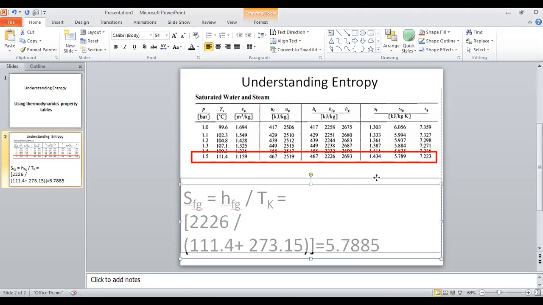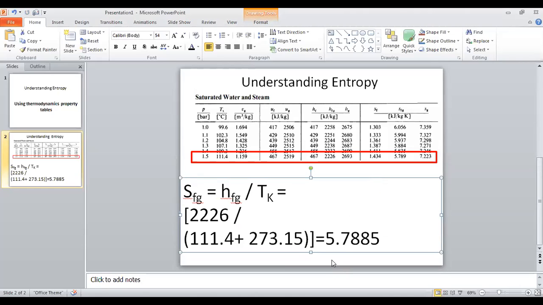I think last week also I mistakenly used 273.4, but it should be 273.15. So you should realize here that in this saturated steam table, whatever the pressure line, for constant pressure, this SFG is equal to HFG by T in kelvins. Okay, so this is just an example only. If you take 1 bar, again you can see exactly the same result.